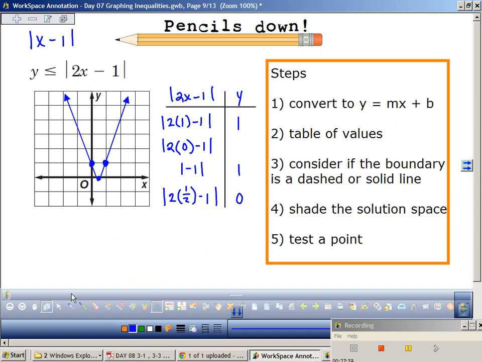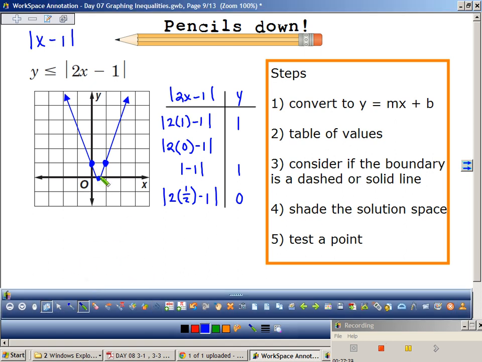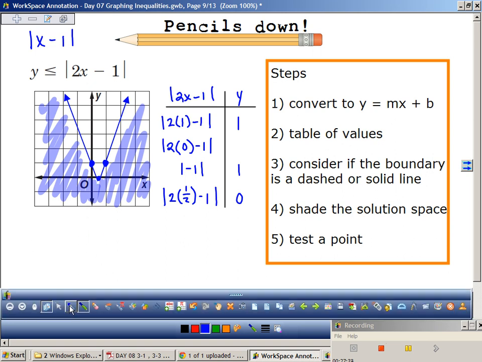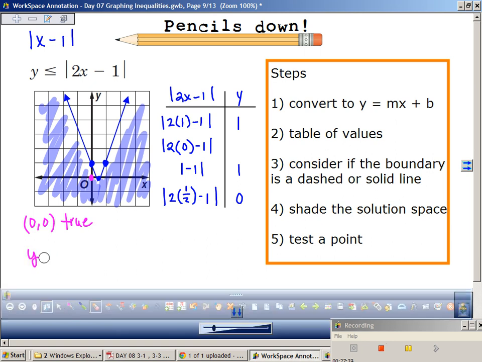There's my graph. Now I'm going to stand on that vertex, and I'm either going to go up or I'm going to go down. Less than or equal means I go less than. What does less mean? Down. All the solutions on the outside of it. Okay? I'm going to test a point. Test 0, 0. If I put 0, 0 in, am I going to get true or false? True.